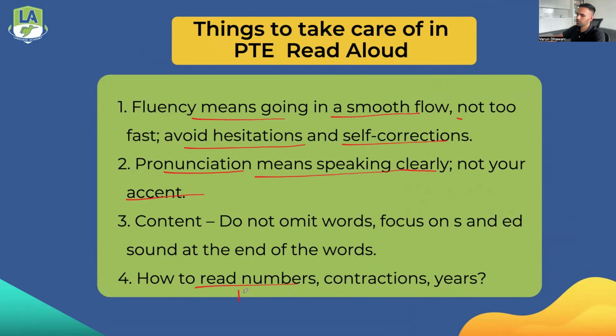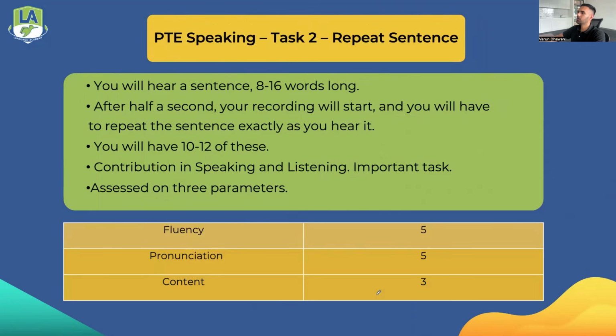Let's say I was born in 1997, right? If there's a year given, don't just say I was born in one nine nine seven. You'll say nineteen ninety-seven. Contractions like isn't, can't, don't, you have to read exactly the same way as they're on the screen. You do not have to expand the word, okay?